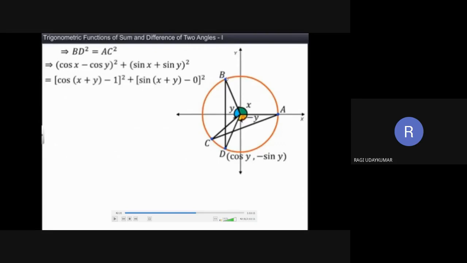Here these coordinates will be cos x comma sin x. So cos x minus cos y whole square plus sin x minus sin y whole square is equal to the distance between these two points A and C. A coordinates are 1, 0. C coordinates are cos(x plus y), sin(x plus y). So x2 minus x1 means C's x coordinate is x2, let us take. So cos(x plus y) minus 1 whole square plus sin(x plus y) minus 0 whole square you are going to get. Did you understand here?